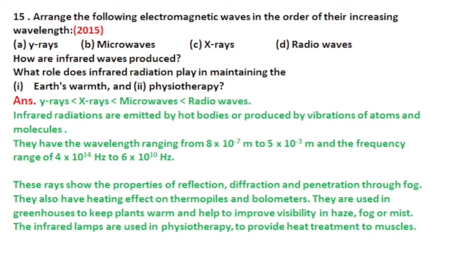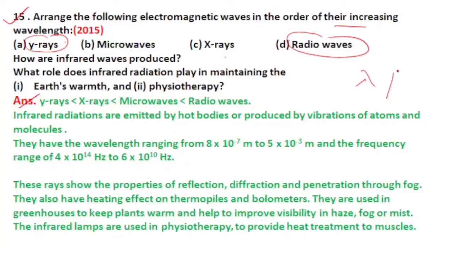Next, question number 15. Arrange the following electromagnetic waves in the order of their increasing wavelength. Gamma rays have maximum frequency but less wavelength. Among microwaves, X-rays and radio waves, which one has higher wavelength? You have to arrange in increasing order. Yes, radio waves have maximum wavelength. Microwaves have less wavelength than radio waves, X-rays have lesser wavelength than microwaves, and gamma rays have minimum wavelength.